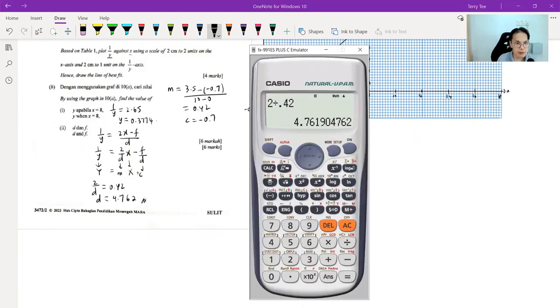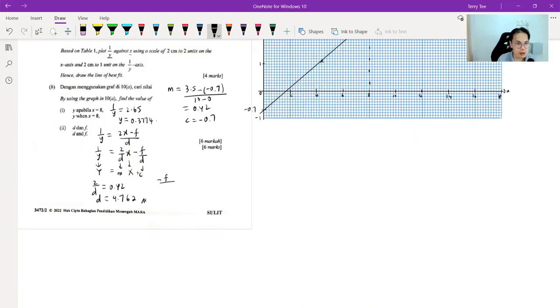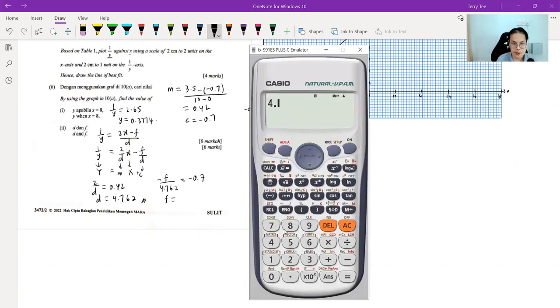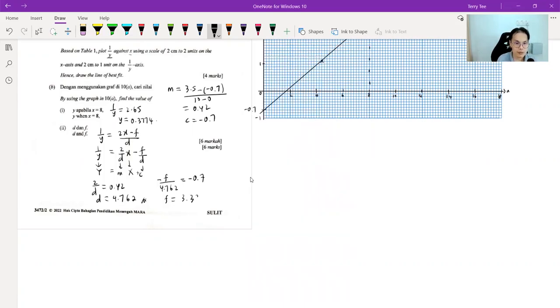I know the value of d, my y-intercept from the equation is negative f over d. I know my d is 4.762. I compare the y-intercept that I got from my graph, negative 0.7. Let's just multiply over. Take this 4.762 multiplied with 0.7. We can cancel out the negative. My f value is 3.333. Oh, a lot of 3 here. 3.333. There you go. That's your answer.